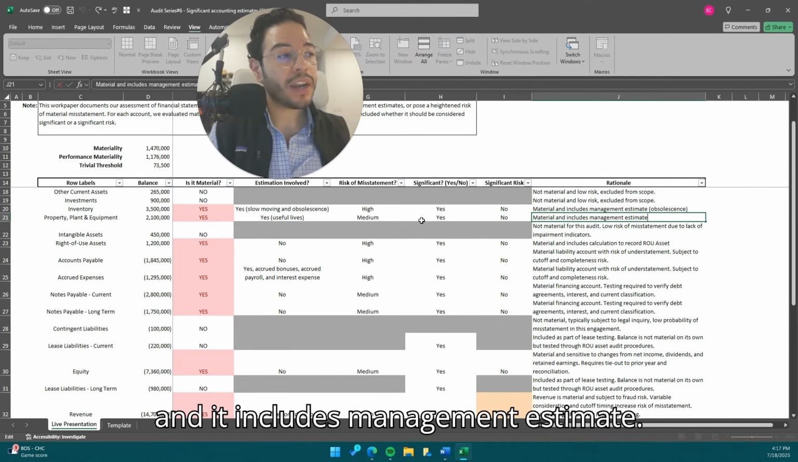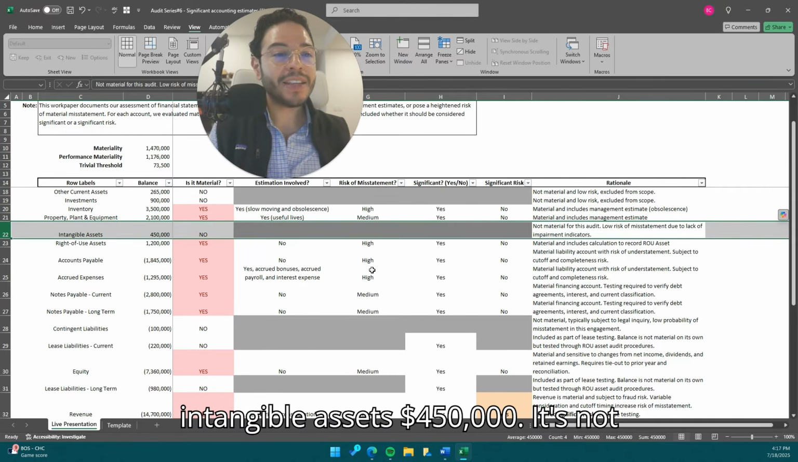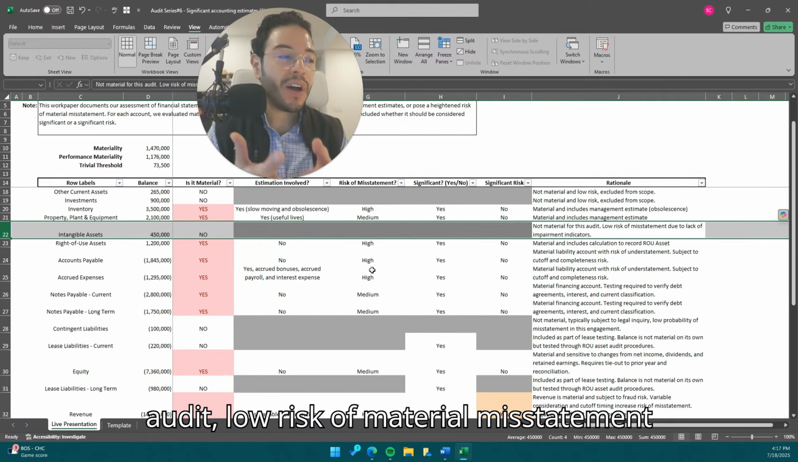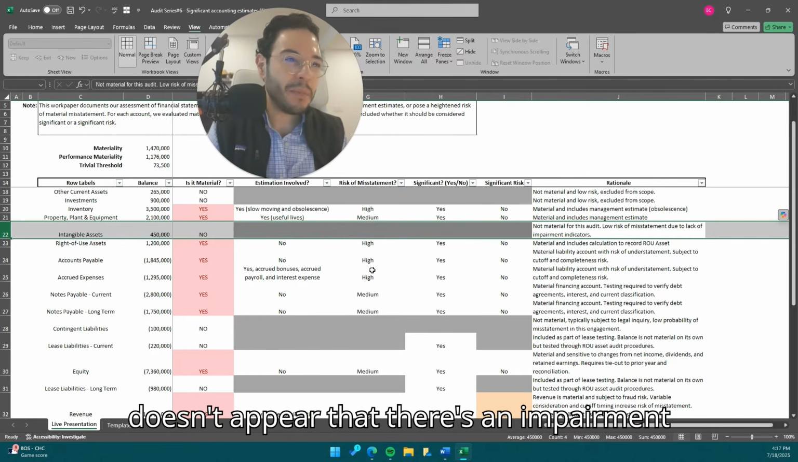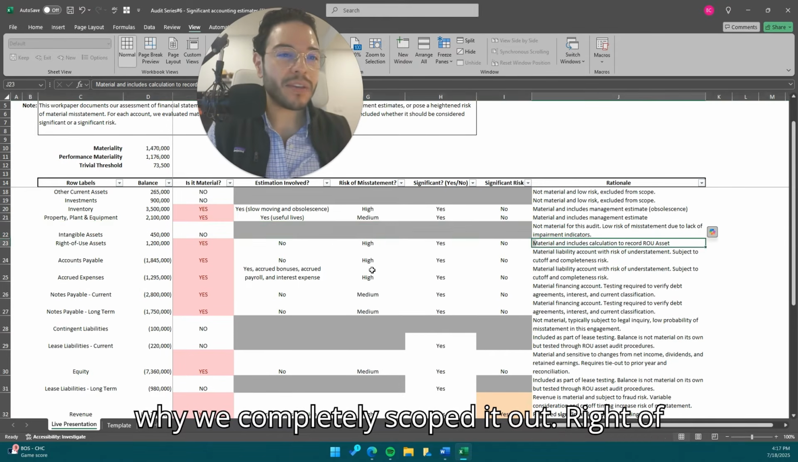And it's material and it includes management estimate. That's essentially our rationale why we came up with our conclusions. Again, intangible assets, $450,000. It's not quantitatively material, scoped out. And the reason for that, non-material for this audit, low risk of material misstatement due to lack of impairment indicators. It doesn't appear that there are impairment indicators with the company, so that's why we completely scoped it out.